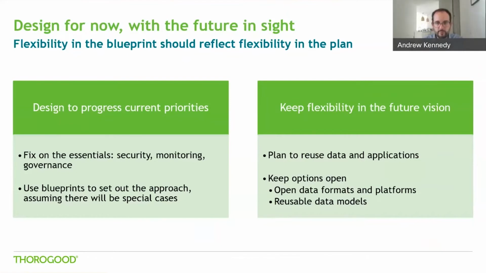And for example, that might mean more closely linking the data models to the organizational structure and the organizational uses of the data, rather than building data models that cater to a specific set of reports that we're building this week. So keeping the balance of those two things always, and that really is one of the key things in this, is designing to progress the current priorities, fixing the things we need to fix on, and giving guidance where we can, while keeping a level of flexibility that is open for what we want to do in the future.